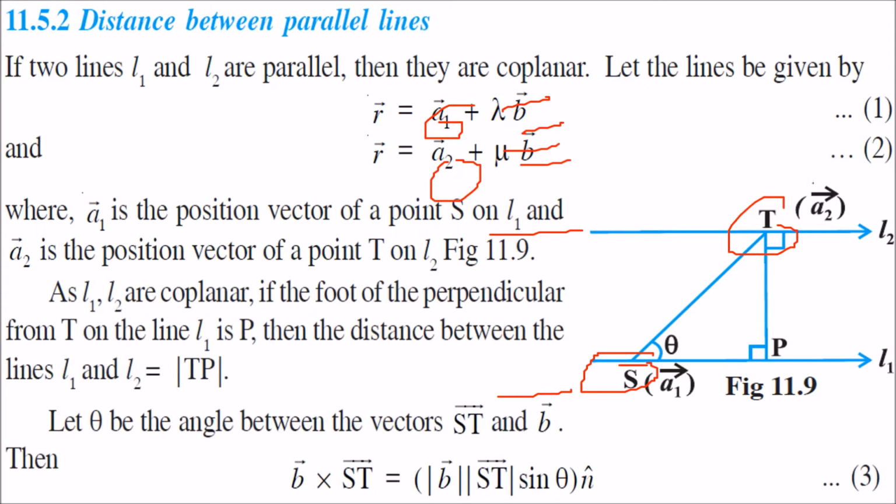So this L1 and L2 are now coplanar, if the foot of the perpendicular from T on the line L1 is P. So the distance between L1 and L2 is what? This will be simply again the projection of ST on this TP. So if theta is the angle between ST and B, just take the cross product of B and ST, which will be B into ST sin theta n cap.